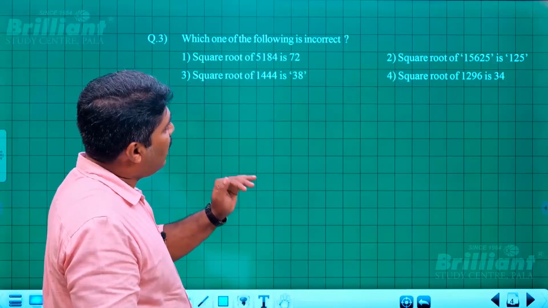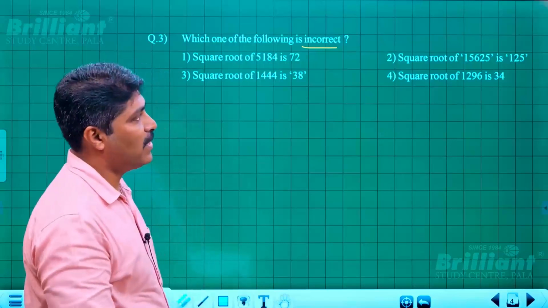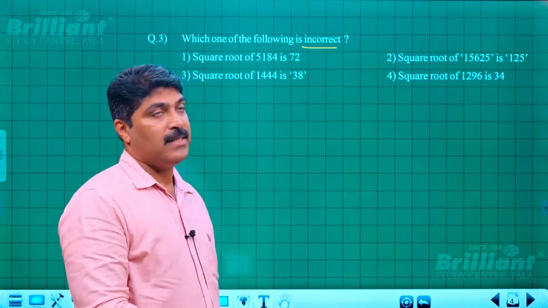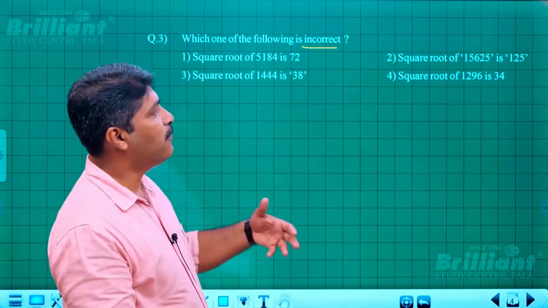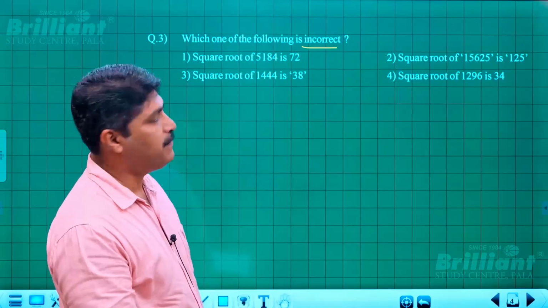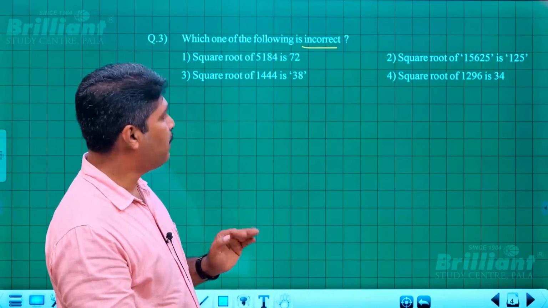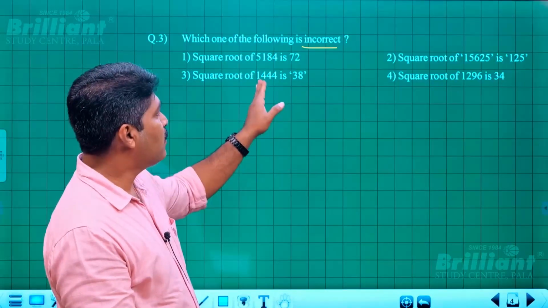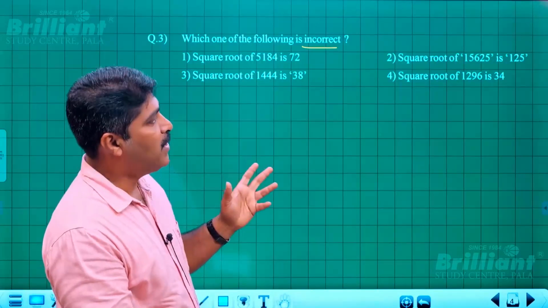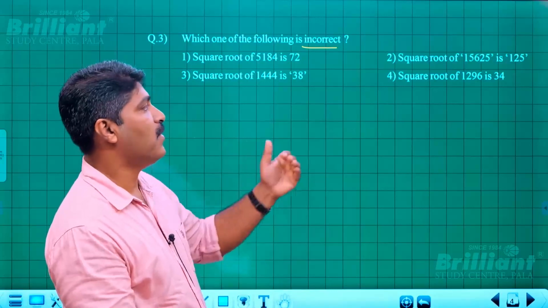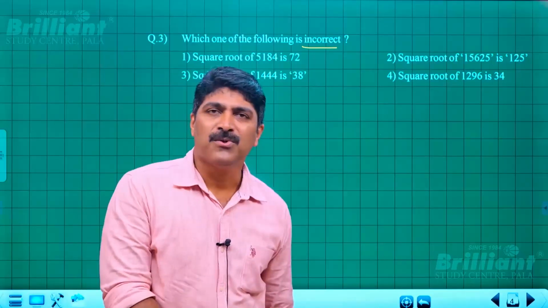Which of the following is incorrect? So we have to find the incorrect one. This is a tricky question, and maybe time consuming, because in all these situations we have to find out the squares of numbers. Here we have to check whether 72 square is equal to 5184, 38 square is equal to 1444, 125 square is equal to 15,625, or 35 square is equal to 1296. So is there any easy approach to such a question?